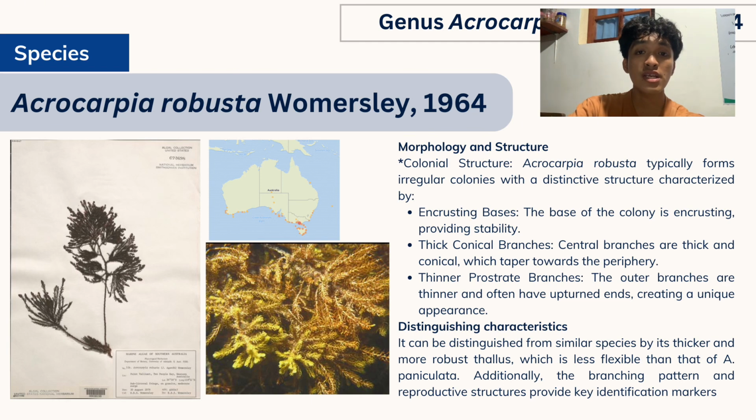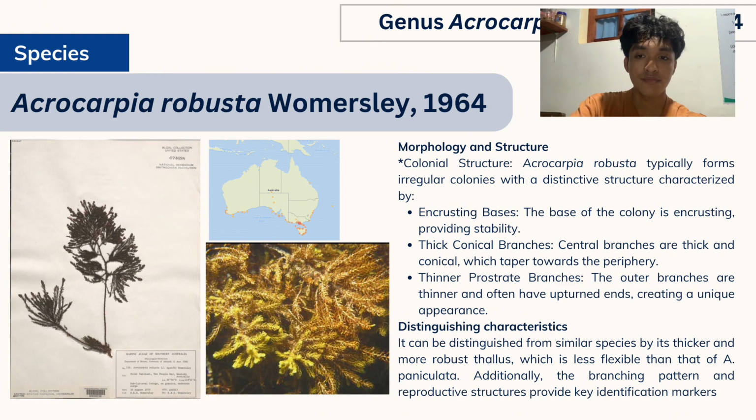The distinguishing characteristic of this species is that it can be distinguished from similar species by its thicker and more robust thallus, which is less flexible, hence the name robusta. It is less flexible than that of Acrocarpia paniculata, and the branching pattern and reproductive structures provide their key identification marker.